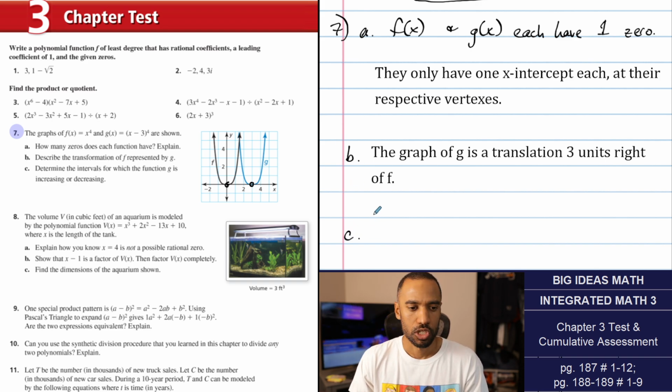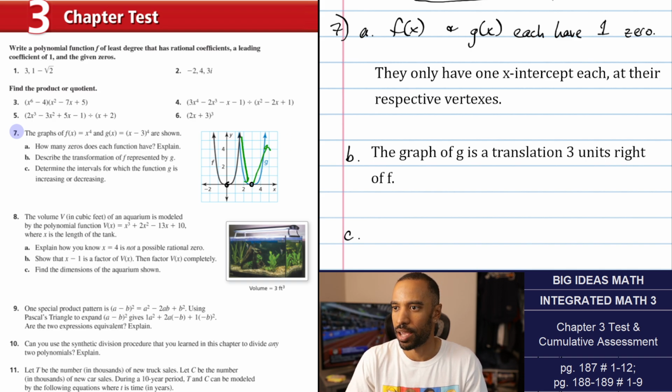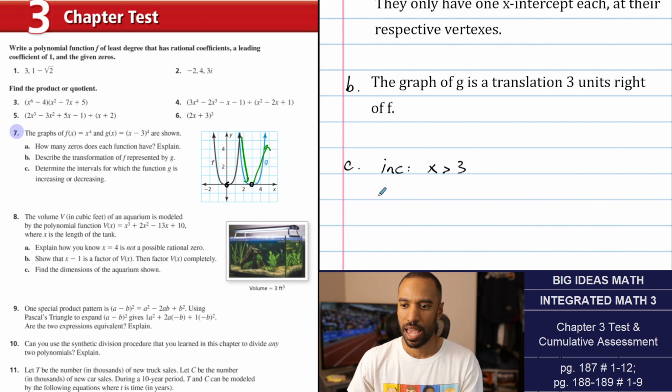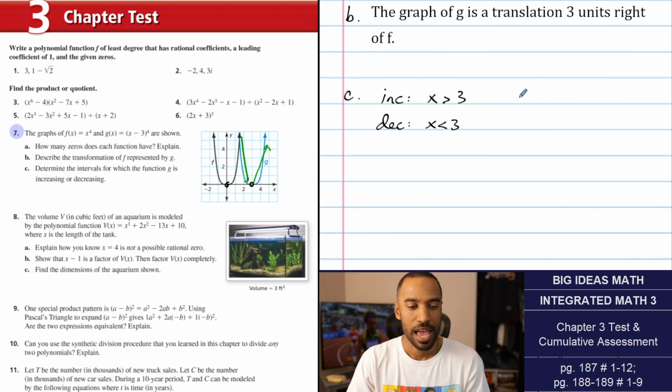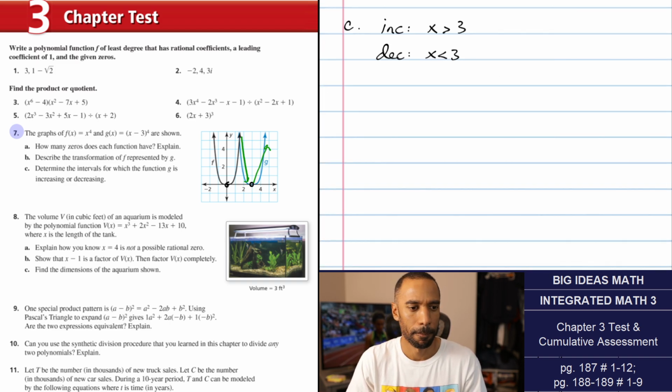Part C, determine the intervals for which the function g is increasing or decreasing. G, the blue graph, decreases all the way until x equals 3, and then it increases after x equals 3. So as far as its increase and decrease, g increases on the interval when x is greater than 3, and it decreases on the interval when x is less than 3. And that does it for its entirety. That is its end behavior of its graph. F is the same way, only it's less than 0 and greater than 0 for decrease, increase.